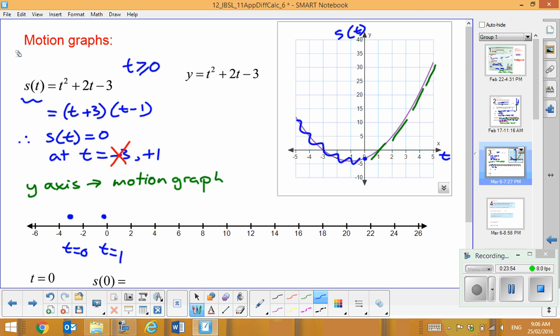Where is it at time, I don't know, time 4? Where is it? At time 4, it's about 20. All right, so our point has started here, gone there, and is going in that direction, and just getting further and further away, faster and faster.